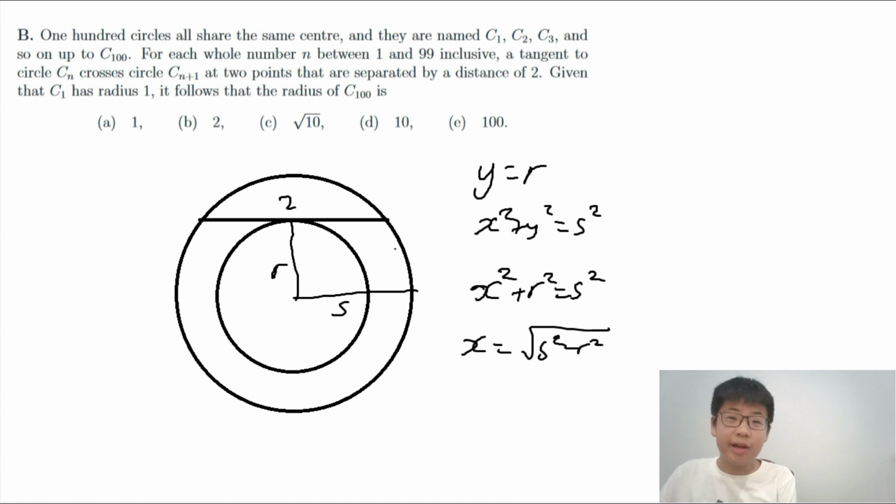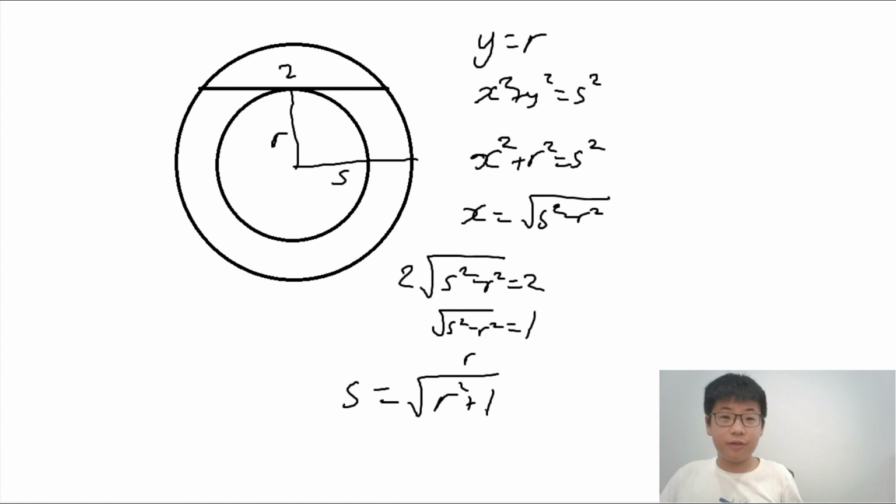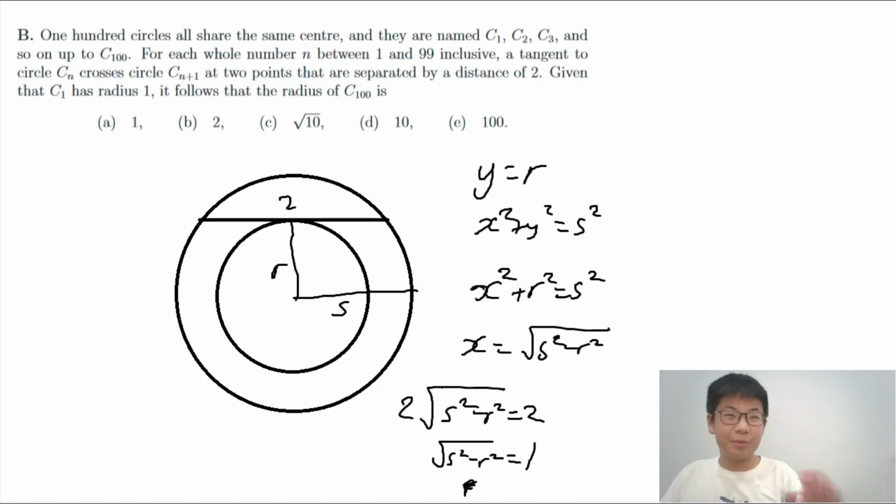So the square root of s squared minus r squared is just this, right? So this basically means that 2 square root of s squared minus r squared equals 2. Square root of s squared minus r squared equals 1. And let's solve for s. Great. Anyways, it just says that s is the square root of r squared plus 1. See what I did there?